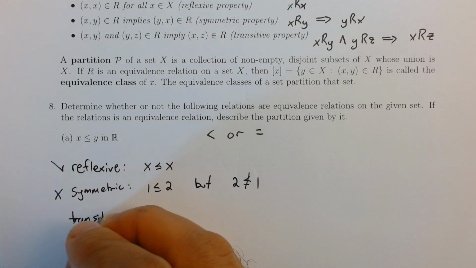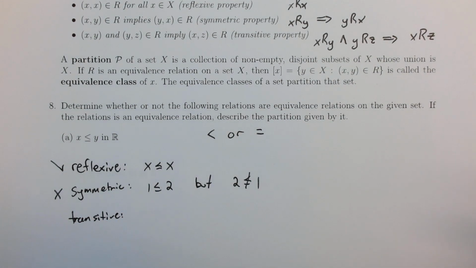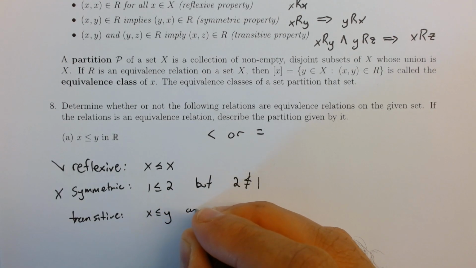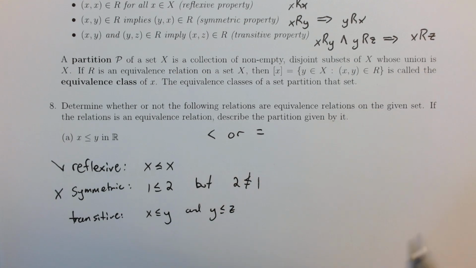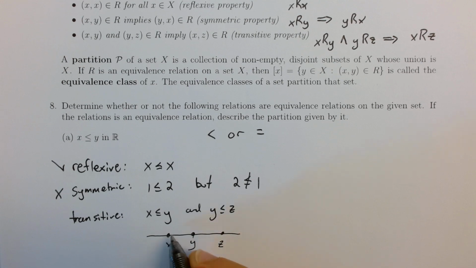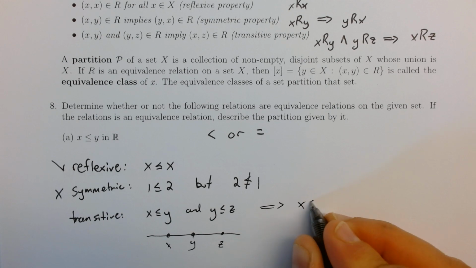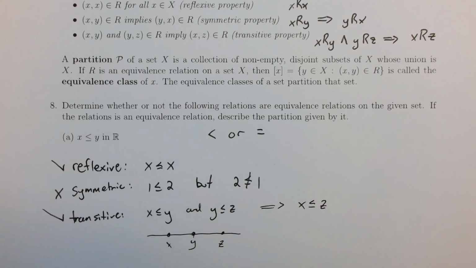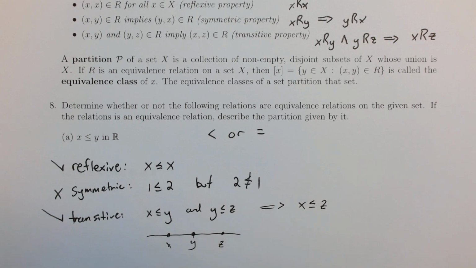And then finally for transitive, is it transitive? It turns out to be transitive. Of course, if x is less than or equal to y and y is less than or equal to z, then certainly x is less than or equal to z. If you were to plot this on a number line, you'd have x less than or equal to y, and then y less than or equal to z. So certainly x is further down the number line than z is. So this does imply that x is less than or equal to z. So we get a check mark there. So we got 2 out of 3. So it's not an equivalence relation, but it does have a couple of its properties.